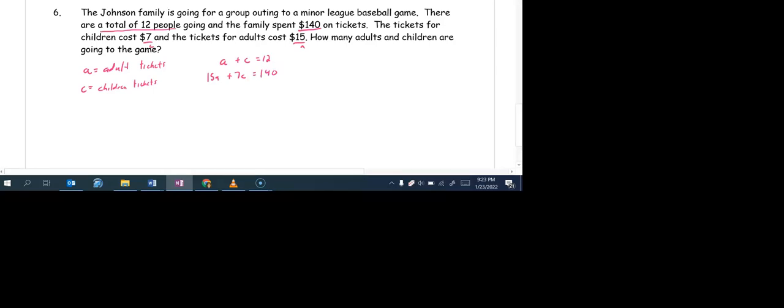So in order to solve this problem, we need to get one of the variables by itself first. So in the first equation, A plus C equals 12, I'm going to subtract C from both sides, so we get A equals 12 minus C. Now we can take 12 minus C and substitute in for A. So we get 15 times 12 minus C plus 7C equals 140. When we multiply, we get 180 minus 15C plus 7C equals 140. We can combine the C's, so 180 minus 8C is equal to 140.